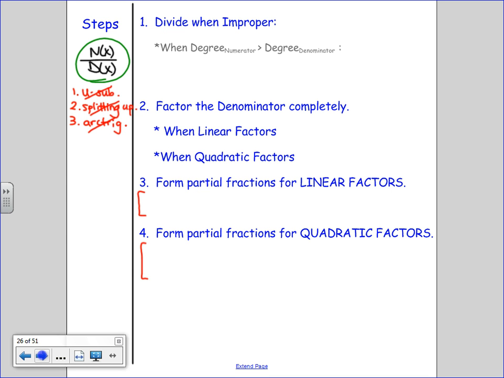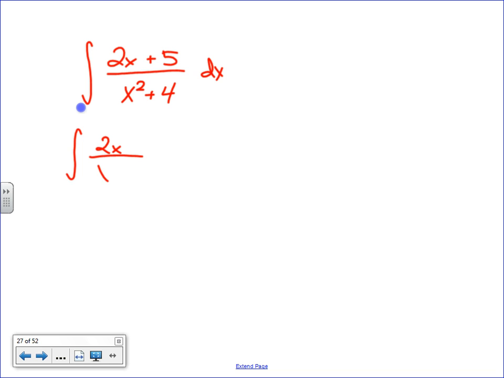Splitting up, you guys know what I mean by splitting up, right? Splitting up, I mean something like, I have an integral of 2x plus 5 all over x squared plus 4, right? Could try U sub, but doesn't work perfectly. I could try arc trig, but not arc trig. What do I mean by splitting up? 2x over x squared plus 4, plus 5 over x squared plus 4.